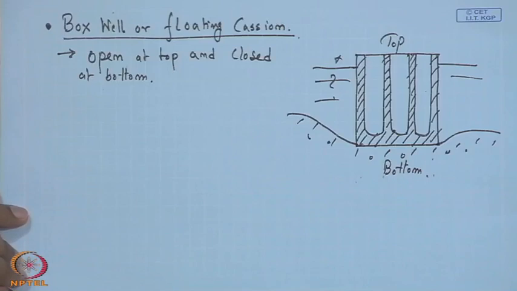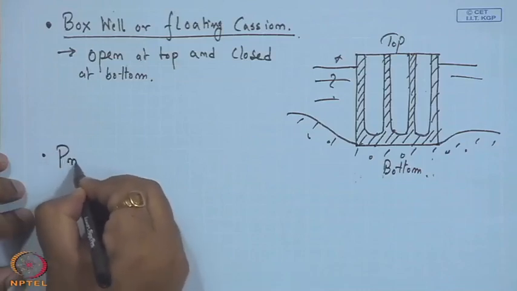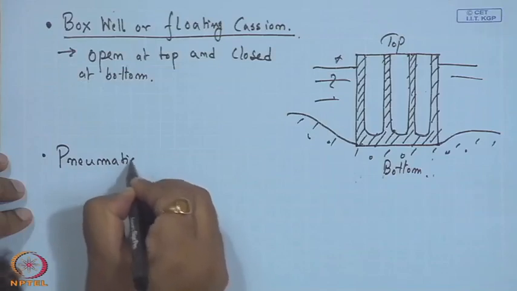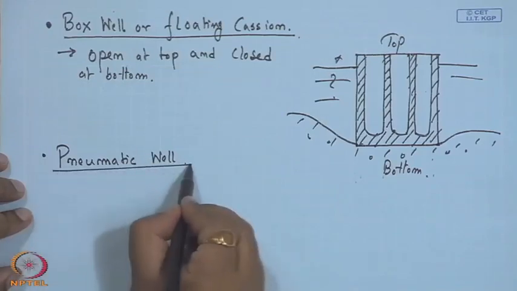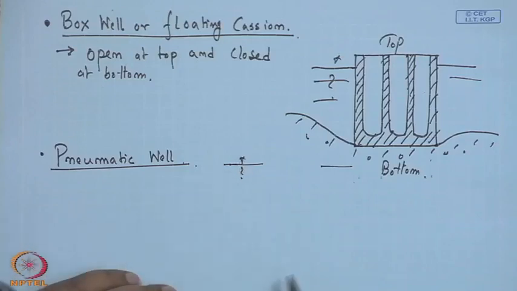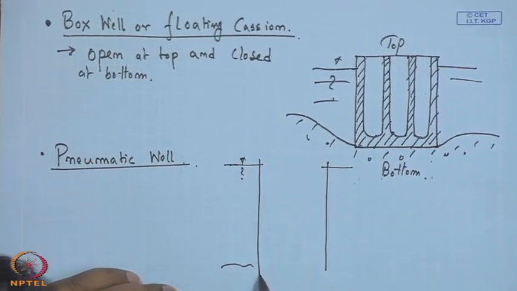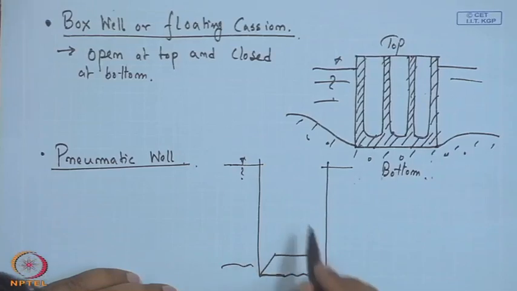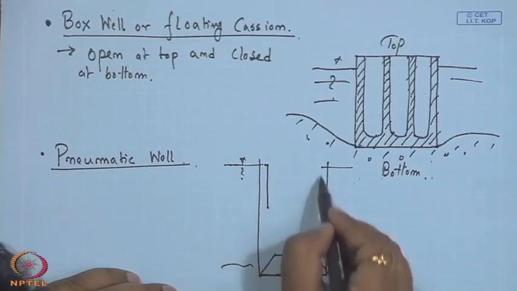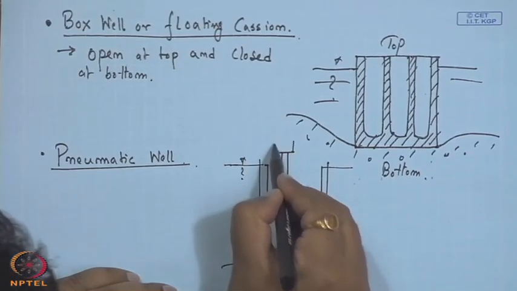So, the next type of well, the first one is the open caisson, then the box well, and the second one is the pneumatic well. So, this pneumatic well is another type of well foundation. So, this is the water surface and this is the ground surface. So, this is constructed in a dry condition.